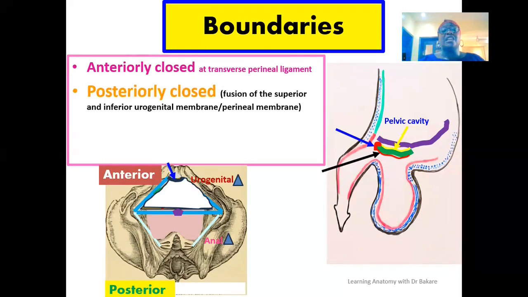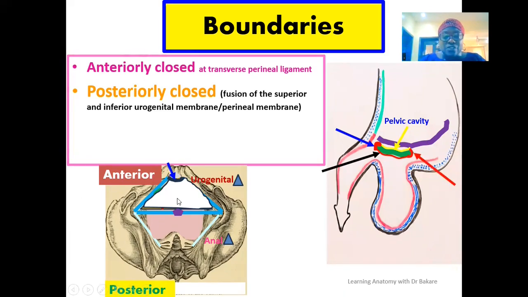So posteriorly, behind, also going back to this image by the side, there is also a fusion or a union between the superior and the inferior fascia of the urogenital diaphragm. So this is what is presented here at this posterior part. So you see that anteriorly it is closed, posteriorly it is also closed.